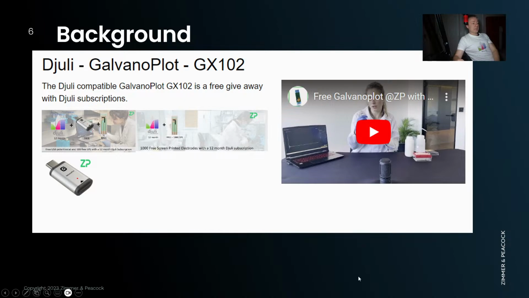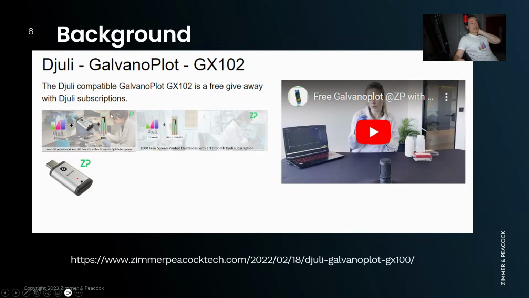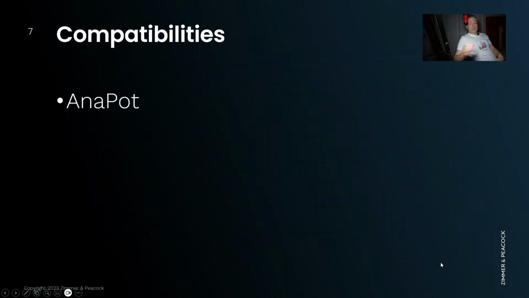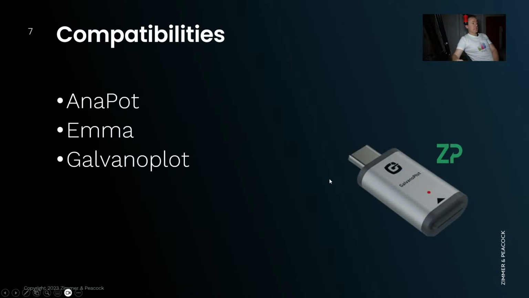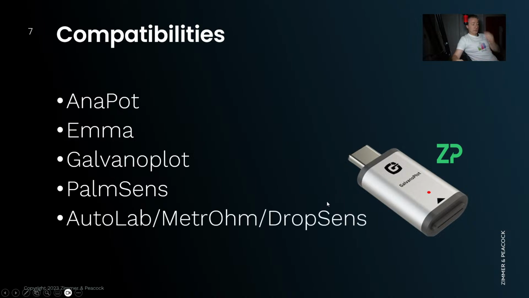The particular potentiostat I'm going to cover today is called the Galvanoplot, this GX102. Now, Djuli is a cloud data management system that can receive electrochemical data, but it's also compatible with AnaPot. AnaPot is a potentiostat from ZP. It's compatible with Emma. Emma is a parallel potentiostat system from ZP. It's compatible with Galvanoplot, and that's what I'll discuss today. And it's also compatible with PalmSens potentiostats and also AutoLab, MetrOhm, and DropSens.